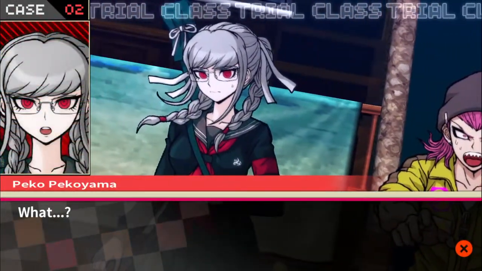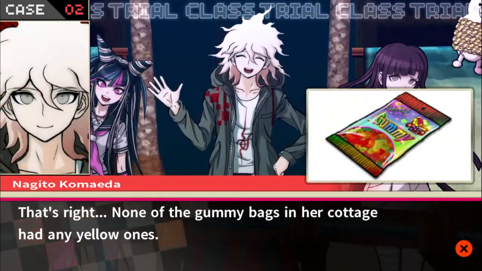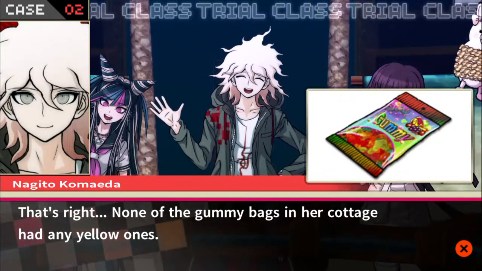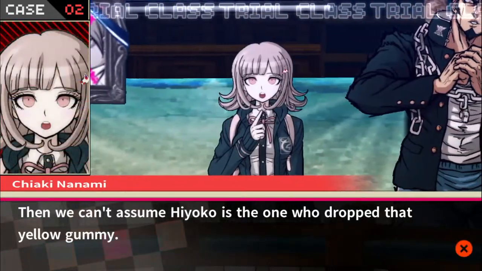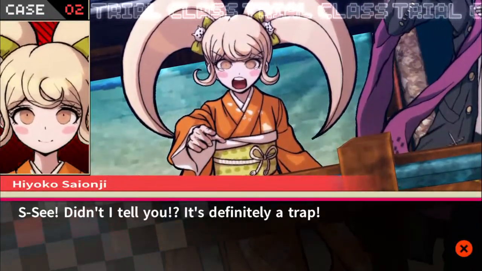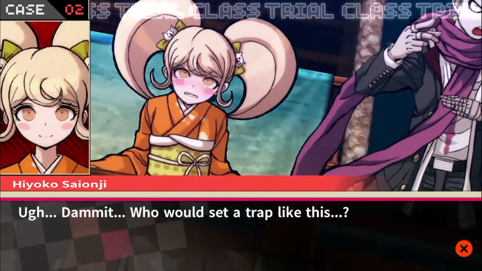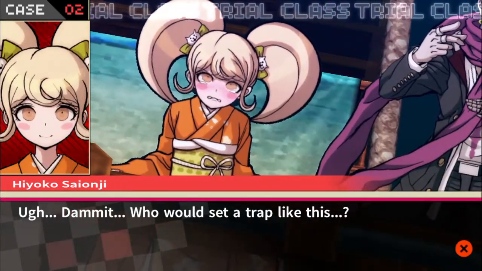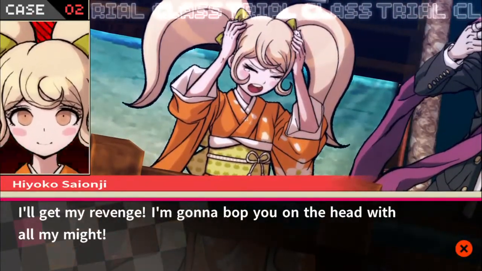What? That's right. None of the gummy bags in her cottage had any yellow ones. Then we can't assume Hiyoko is the one who dropped that yellow gummy. See? Didn't I tell you? It's definitely a trap! Damn it! Who would set a trap like this? I'll get my revenge! I'm gonna bop you on the head with all my might!